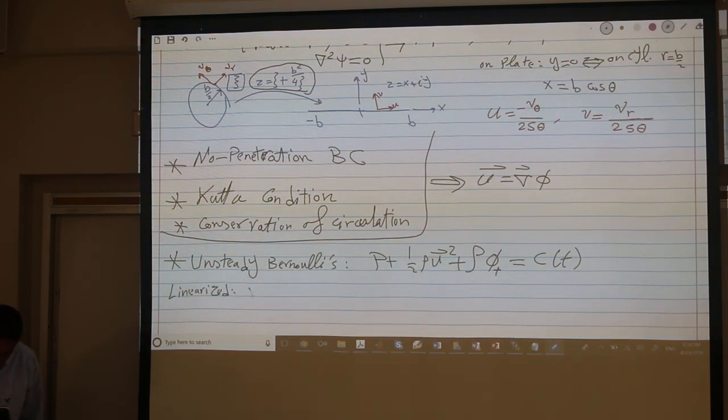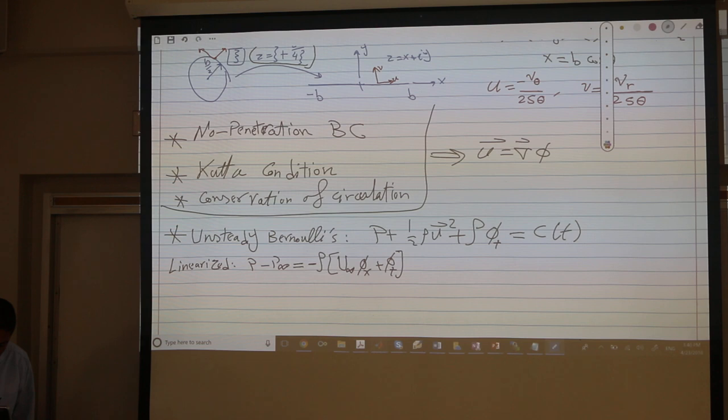The linearized version was P minus P infinity, assuming P infinity in the free stream. This was negative rho U phi x plus phi t. From which we also derived an equation for the lift force. The two-dimensional lift force, last time we did this, it was 2 B of rho.